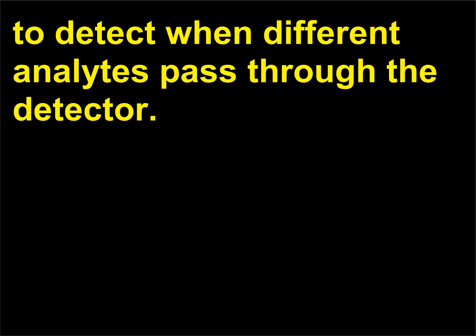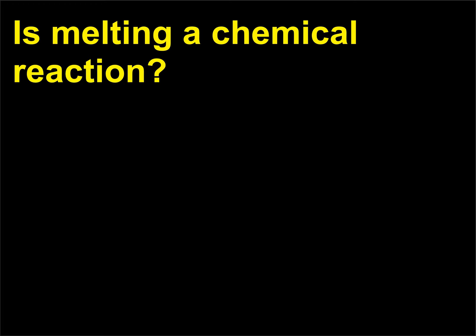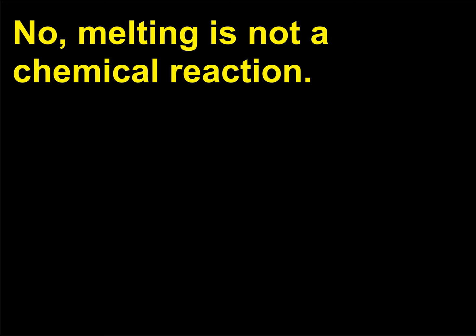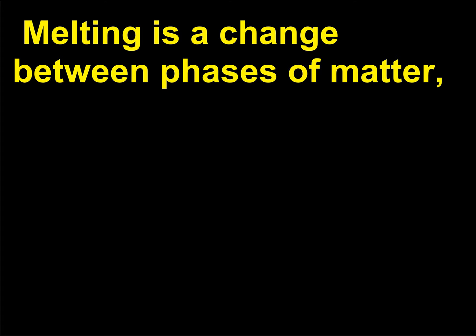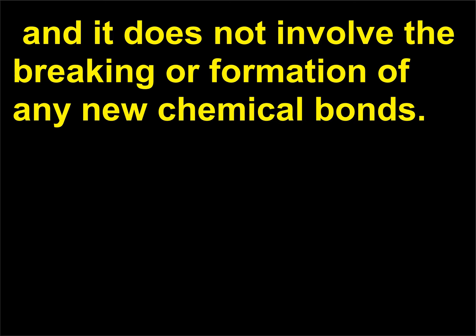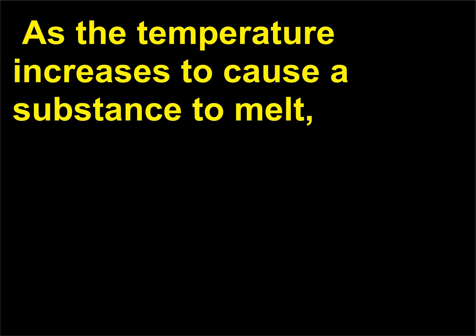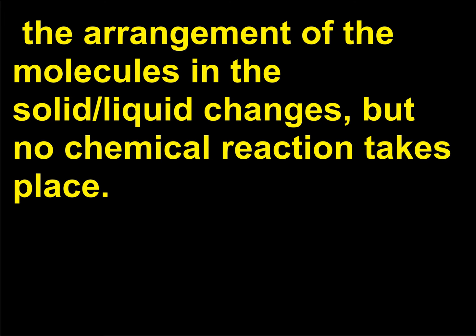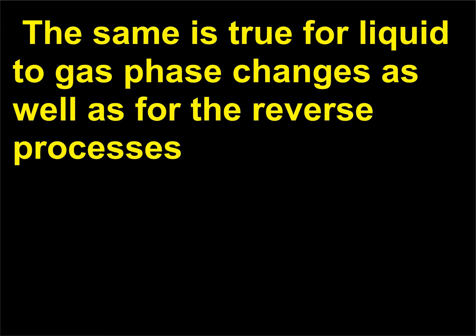Is melting a chemical reaction? No, melting is not a chemical reaction. Melting is a change between phases of matter, and it does not involve the breaking or formation of any new chemical bonds. As the temperature increases to cause a substance to melt, the arrangement of the molecules in the solid/liquid changes, but no chemical reaction takes place. The same is true for liquid to gas phase changes as well as for the reverse processes, freezing and condensing.